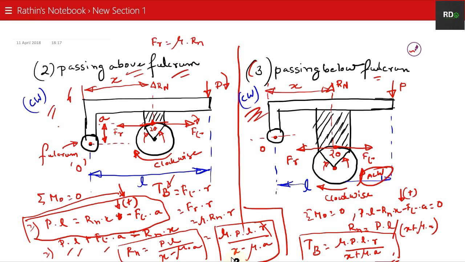Are you getting my point? So these are the three cases: passing through the fulcrum, passing above the fulcrum, and passing below the fulcrum.